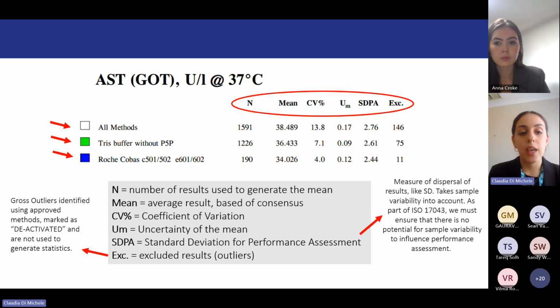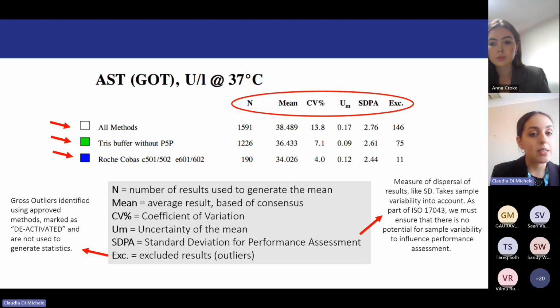This is a metric that is quite unique to RIQAS. It is a measure of dispersal of results similar to SD and can be interpreted in the same way as SD. However, it takes into account our sample variability. So as part of our ISO accreditation as proficiency testing providers, we have to ensure that there's no potential for sample variability to influence your performance assessment. So that's what SDPA has done.